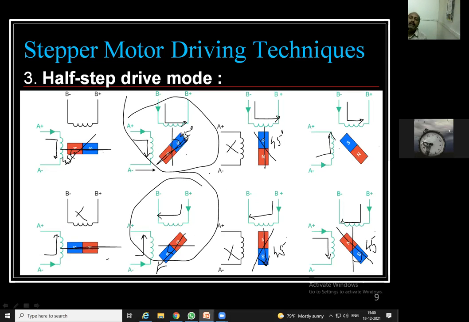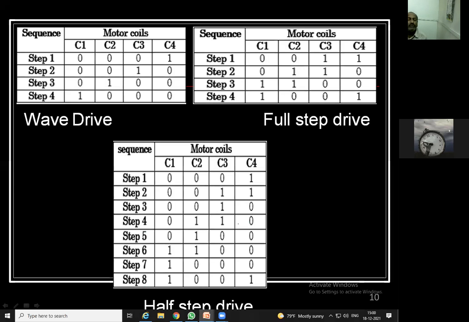So in this way, in 8 steps with the 45-degree angle, we will get from this particular stepper motor how it is going to rotate. So these are the 3 modes, and from that, any one we will get. Digitally, how it is going to be presented is shown in this particular slide.